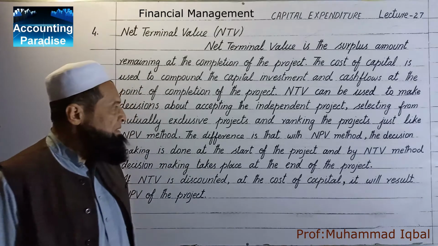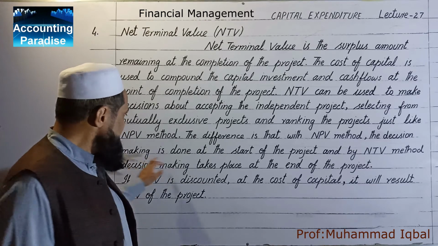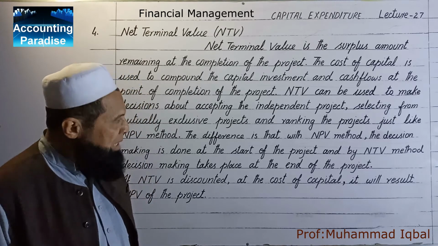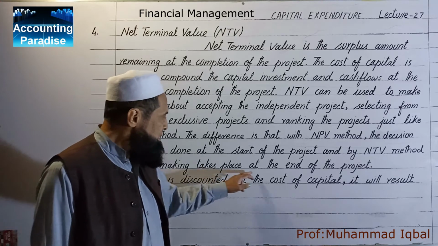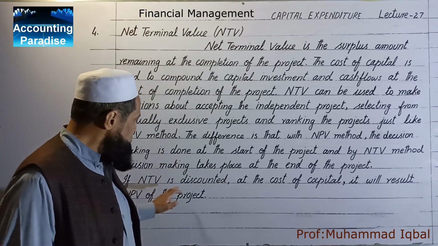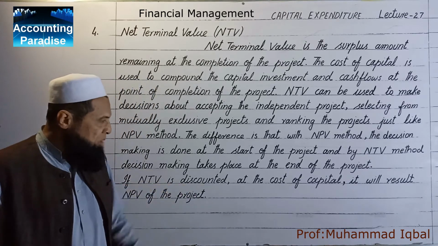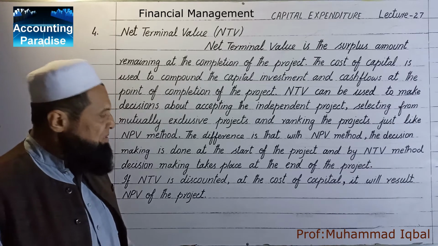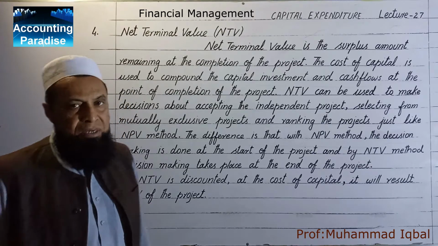The difference is that with net present value method, the decision making is done at the start of the project, and net terminal value method decision making takes place at the end of the project. The net terminal value is discounted. If net terminal value is discounted at the cost of capital, it will result in the net present value of the project.